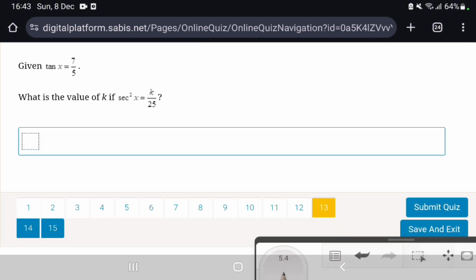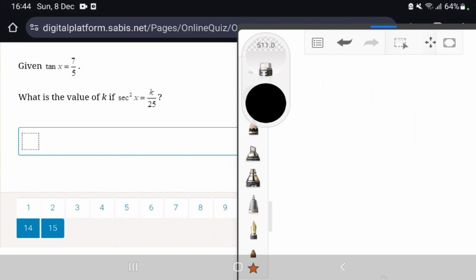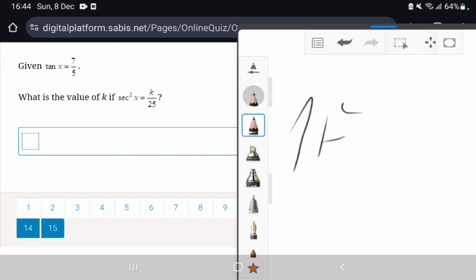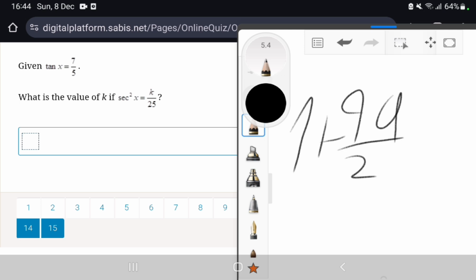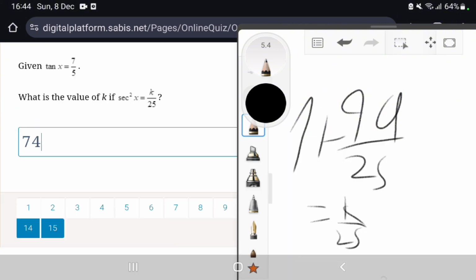A few questions ago we found out that 1 plus tan squared equals secant squared. So 1 plus 49 over 25, because we squared the entire thing. 1 plus 49 over 25 equals k over 25. We find out that k is 74. Number 14.